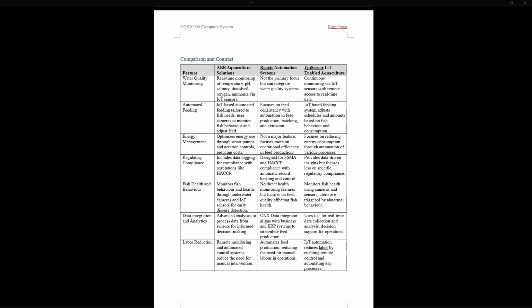Whereas the automation system is more specialized in feed production, prioritizing consistency, operational efficiency, and regulatory compliance, with less emphasis on direct health monitoring and energy management. For the Epicensor, its IoT-enabled aquaculture integrates IoT technology for continuous water quality monitoring, automated feeding adjustment, and remote management, providing a data-driven approach with an emphasis on reducing energy consumption and labor.